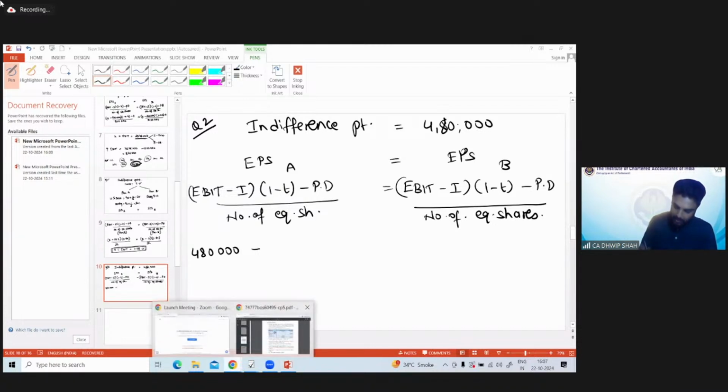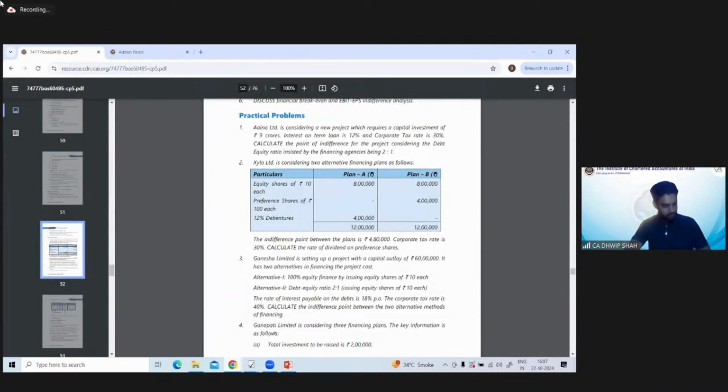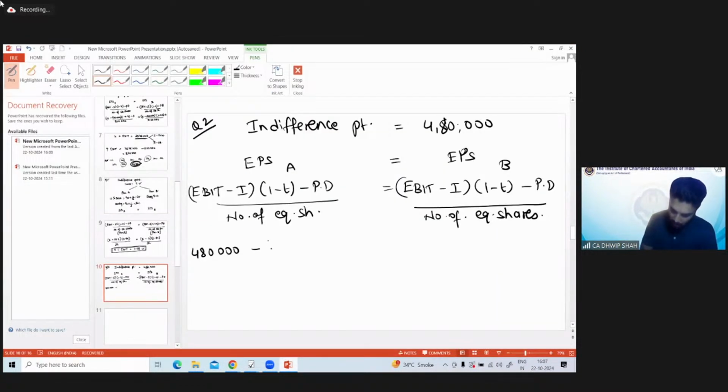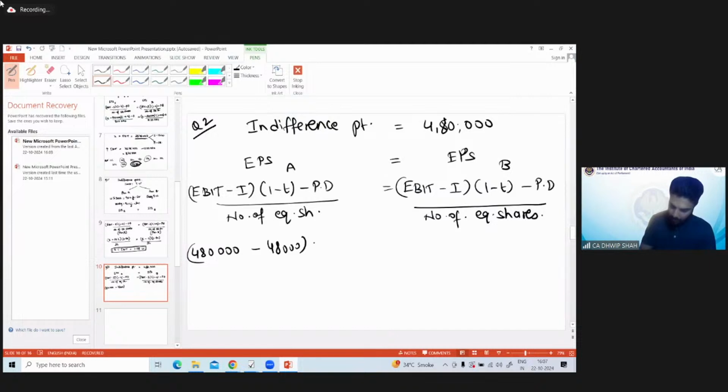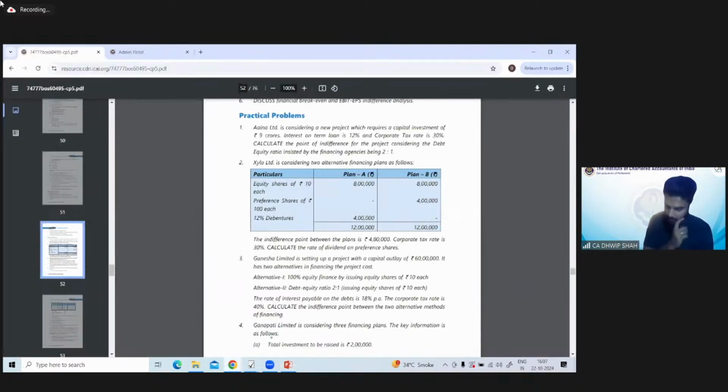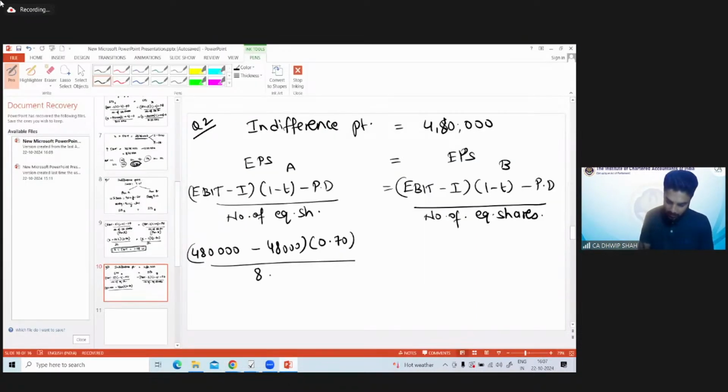Now what is interest amount under plan 1? 48,000. 4 lakh at 12%. Yes or no? 48,000. Tax rate is 30%. Means 1 minus 0.3, that is 0.7. There is no preference dividend. Number of equity shares under option 1: 1 share is of 10 each and 8 lakh is my equity share capital. So can I say it is 80,000? And EBIT, we know it is 480.